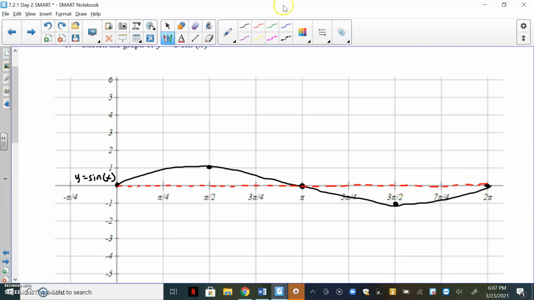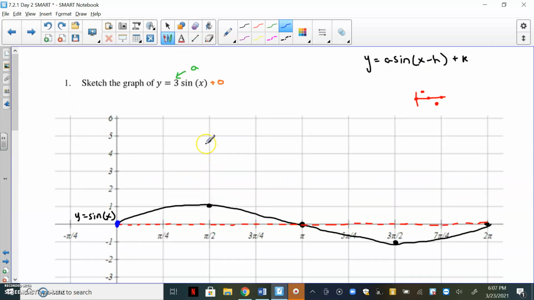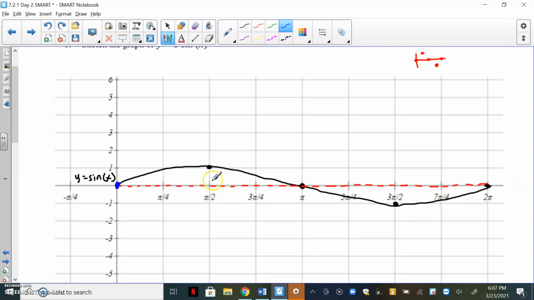So now we just need to follow the 5-point rule. You start at the midline, you go up high, middle, down low, middle. So let's follow that exact pattern. You start at the midline, up high. Now this is where the amplitude comes into play. If the amplitude is 3, that means your highest point will be 3 boxes away from the midline. So I'll go from the red line, I'll go 1, 2, 3, and plot my point there.